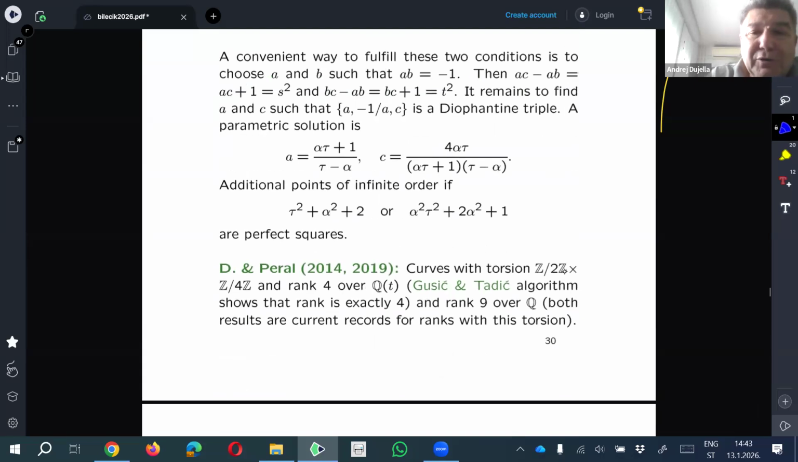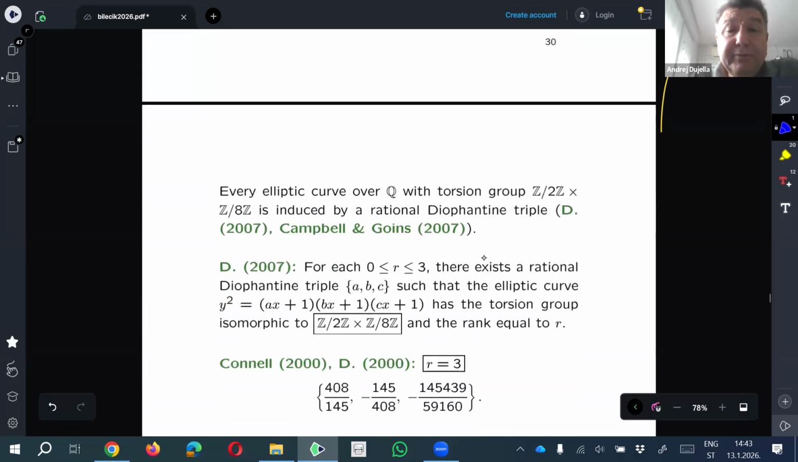So we were able to prove that there are curves over Q(T) with rank 4, and there are examples over Q with rank 9, and in both cases this broke the record at that time, and still these are current records for this torsion group. Here, in fact, we were able to prove the rank is exactly 4 over Q(T) using an algorithm due to our colleagues Ivica Gusić and Petra Tadić.